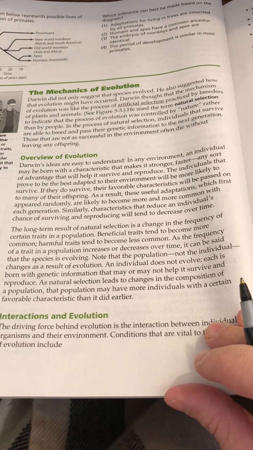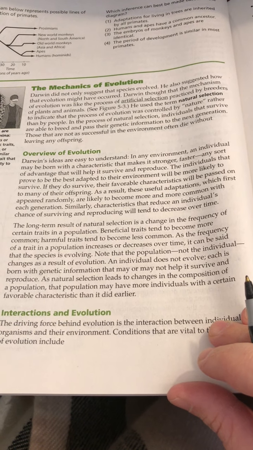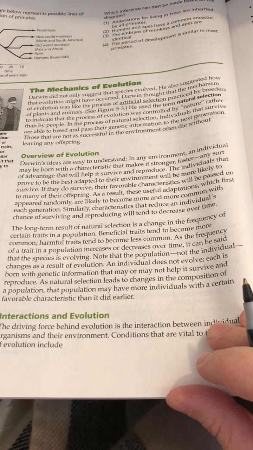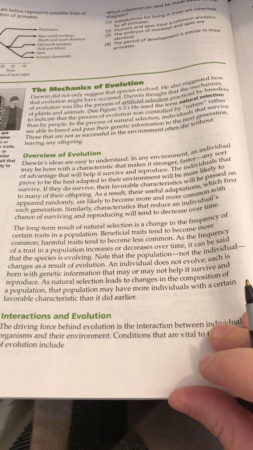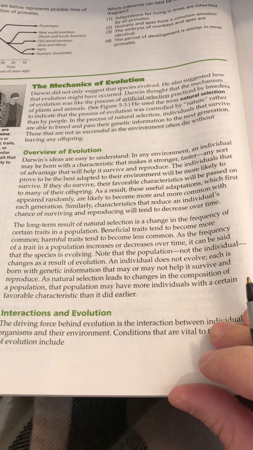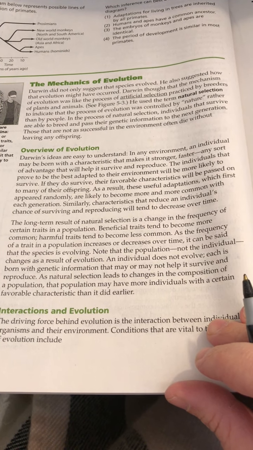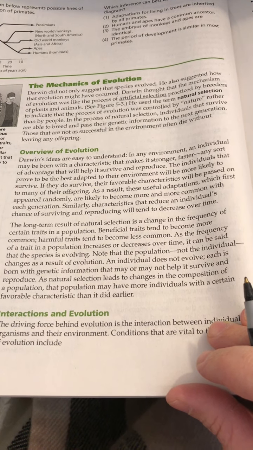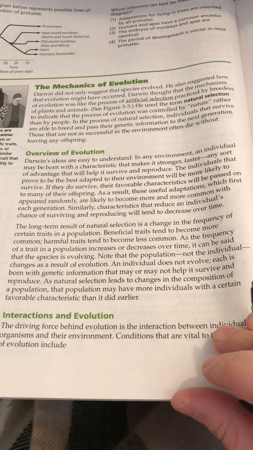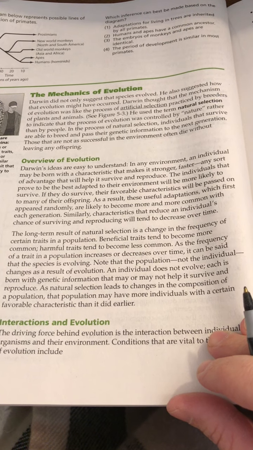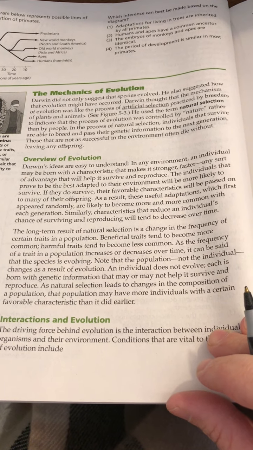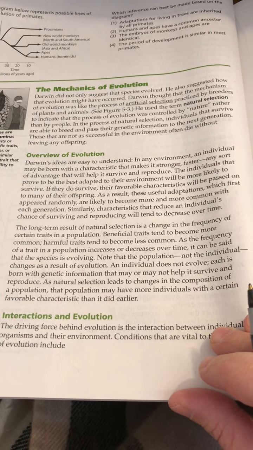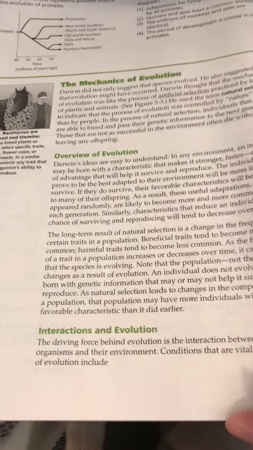As the frequency of a trait in a population increases or decreases over time, it can be said that the species is evolving. Note that the population, not the individual, changes as a result of evolution. An individual does not evolve. Each is born with genetic information that may or may not help it survive and reproduce. As natural selection leads to changes in composition of population, the population may have more individuals with a certain favorable characteristic than it did earlier.